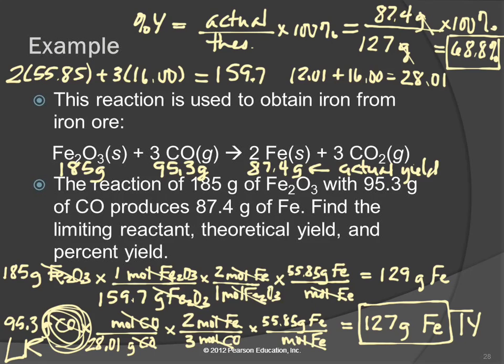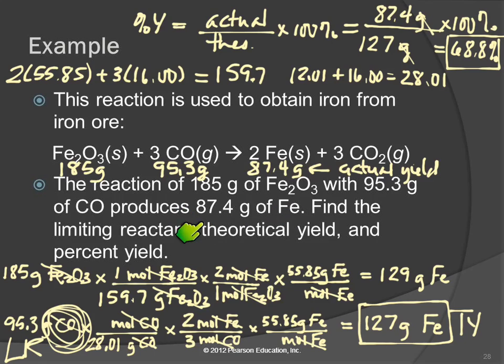Question? How do you know the iron is the actual yield? Because it's right after the arrow. How do I know that this guy right here is the actual yield? It's a very good question. So in the description, in the question, it says the reaction of 185 grams of this and 95.3 grams of CO produces 87.4 grams. Now, they're not real obvious about it, but they're stating that this is how much was made. So you kind of have to be a detective and recognize that's how much is actually being made.